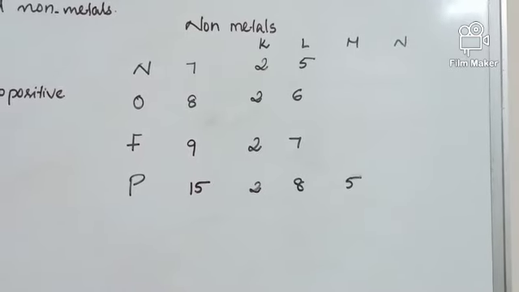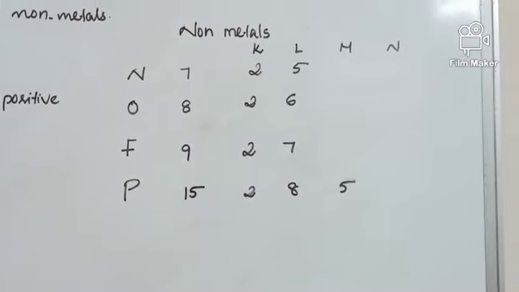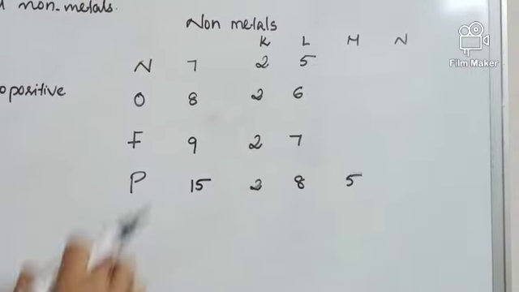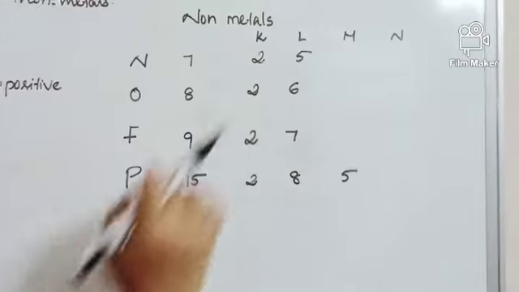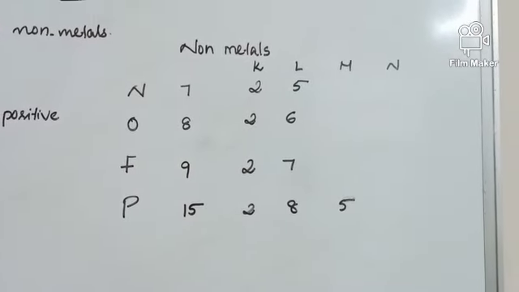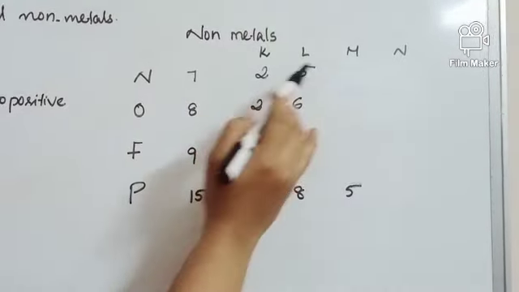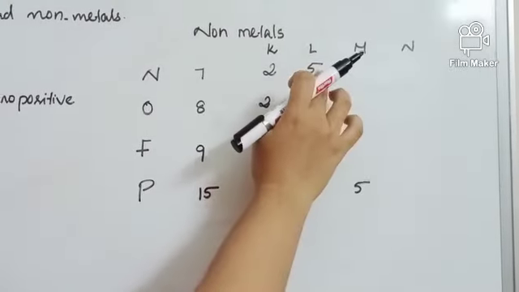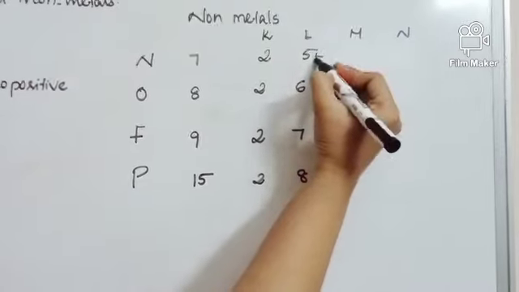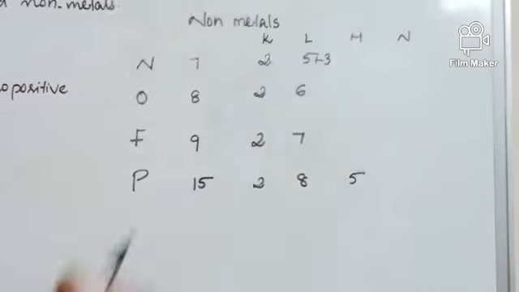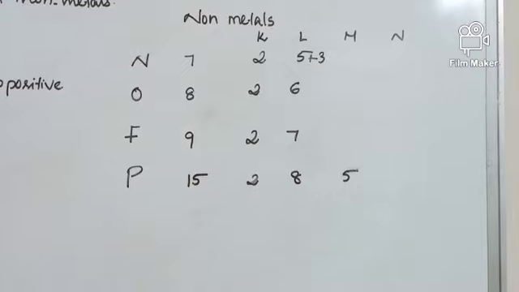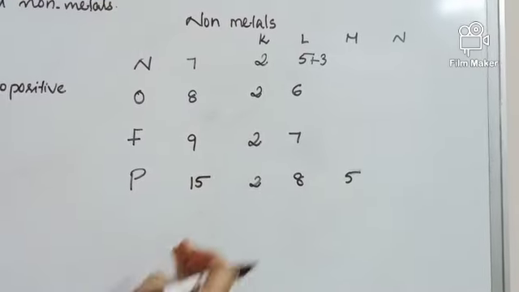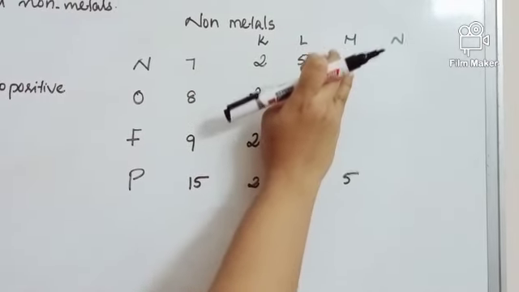So just as I told in the case of metals, every element will try to attain stability either by losing electron or by gaining electron. In the case of nitrogen, the outermost shell has 5 electrons. So it is very difficult to lose these 5 electrons and attain stability. But if it gains 3 more electrons, it can attain stability by getting 8 electrons. So it is better to gain 3 electrons than to lose 5 electrons. That means nitrogen will gain 3 electrons.